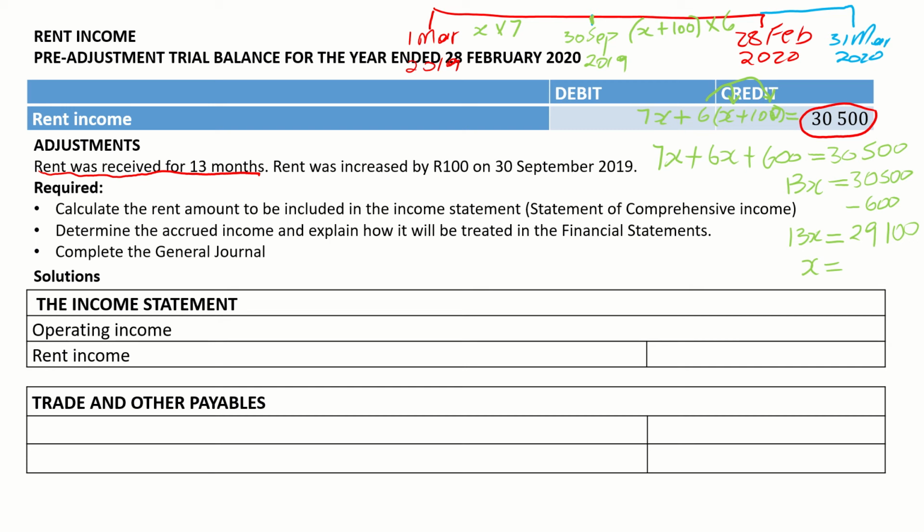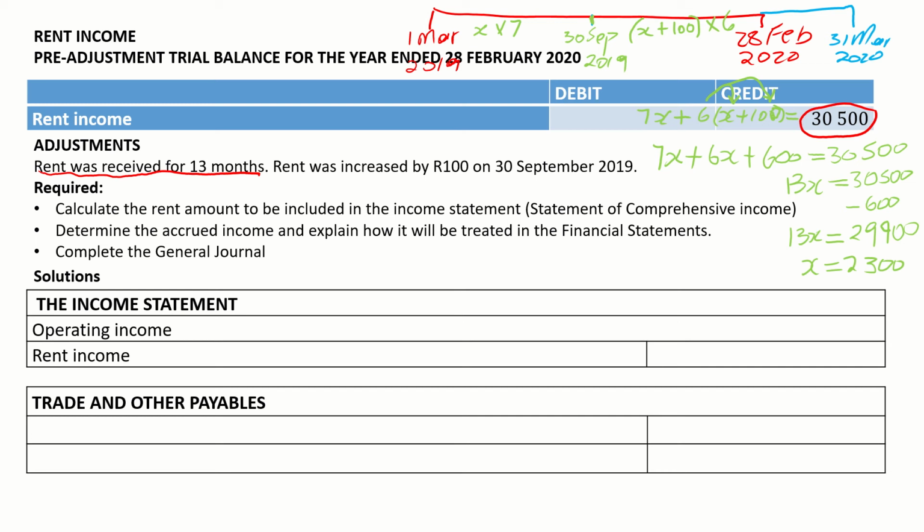Now do that quickly. What is 29,900 divided by 13? It will give you 2,300. This 2,300 is the rent amount before the 100 rand increase.